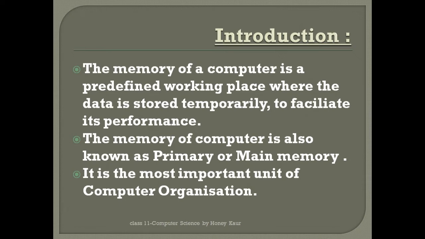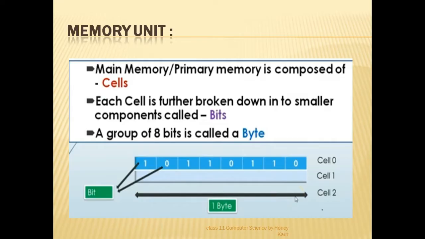The memory of the computer is also known as primary or main memory. It is the most important unit of computer organization, as we have already discussed. Among the 5 components or 5 units of computer organization: input device, output device, central processing unit, memory and storage, or you can say secondary unit, memory is the most important unit of computer organization.